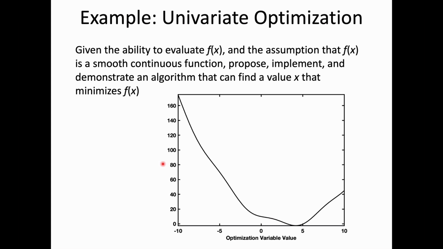Given the ability to evaluate some function f of x and the assumption that f of x is a smooth, continuous function, continuous meaning there are no creases in the function, the first derivative is a continuous function, we want to propose, implement, and demonstrate an algorithm that can find a value for x that minimizes f of x.